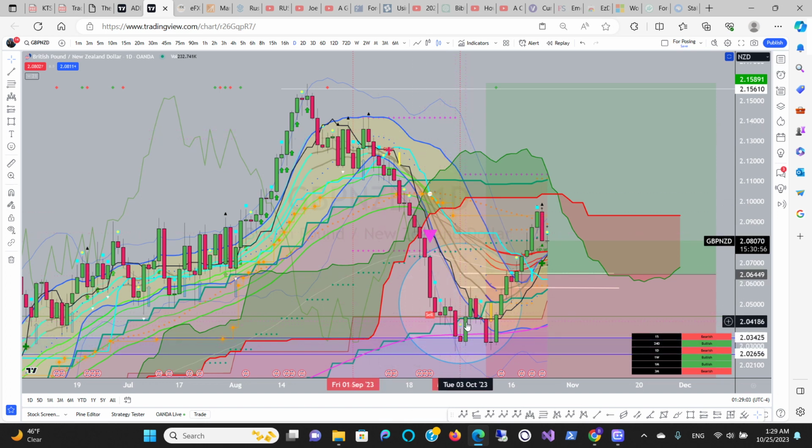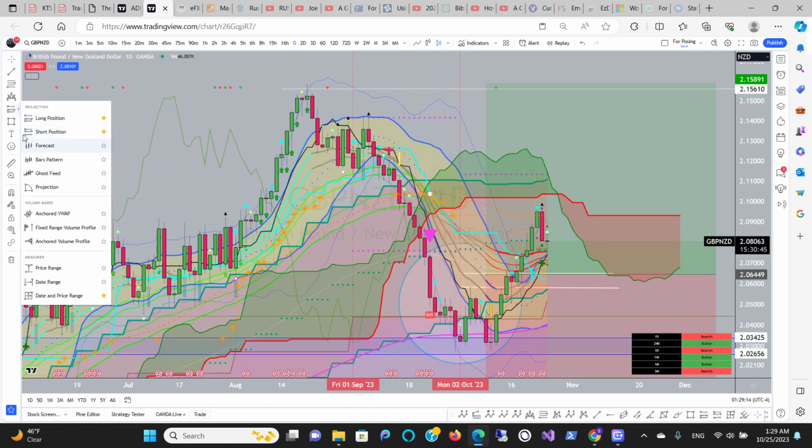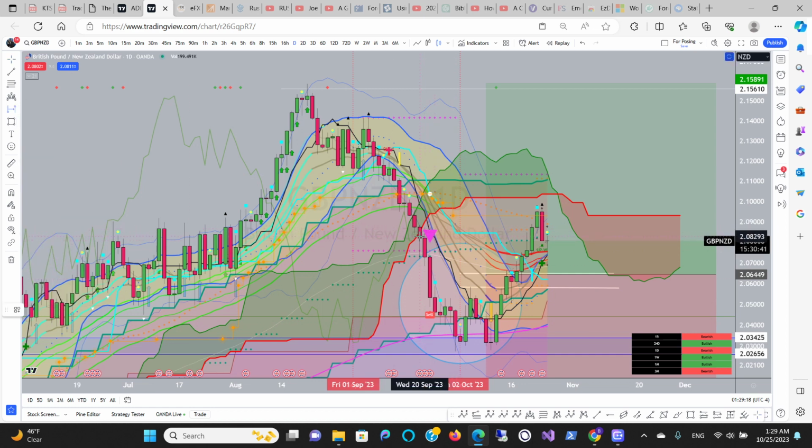So we have to look at that, and resist the temptation to trade counter the trend. Because this definitely would be counter to the trend, even though we have this breakdown here, right? It's not a valid breakout. It's not a valid breakout.